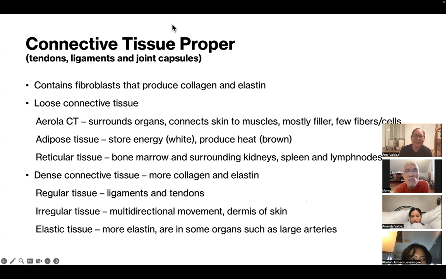You're welcome. And so adipose tissue: the white adipose tissue stores energy and the brown adipose tissue produces heat. And then reticular tissue, this is not necessarily what we're concerned about, but it is in the bone marrow, and it surrounds the kidneys, the spleen, and the lymph nodes. Dense connective tissue has more collagen and elastin. Regular tissue has regularly ordered fibers, like ligaments and tendons. Irregular tissue allows multidirectional movement, for example in the dermis of the skin. And elastic tissue has more elastin and is in some organs like the large arteries.